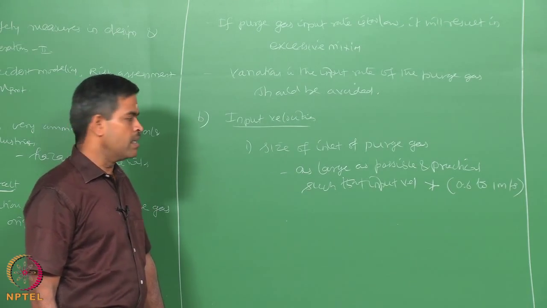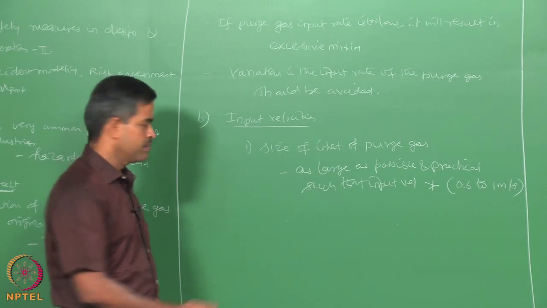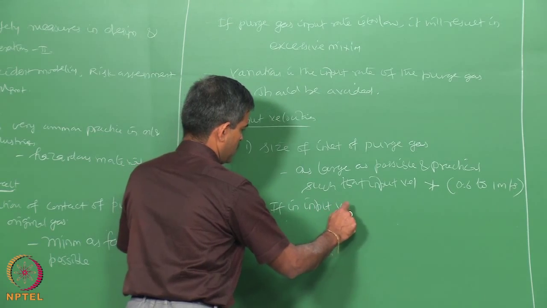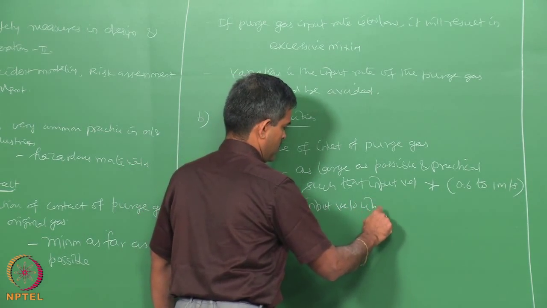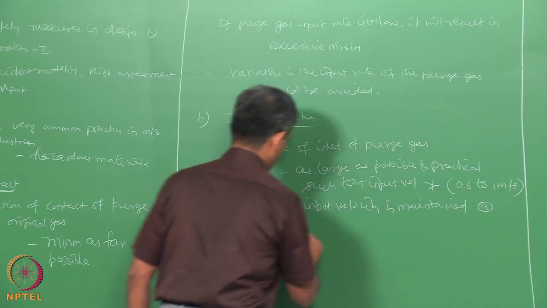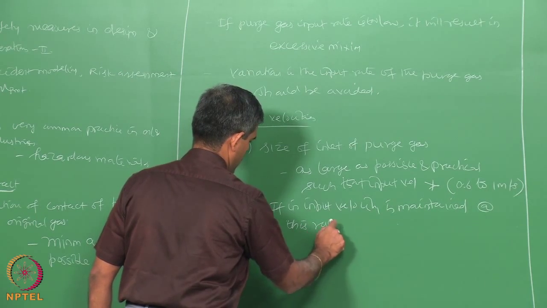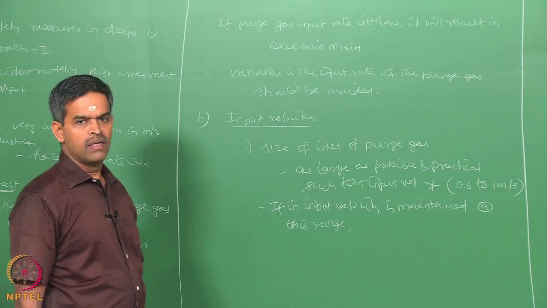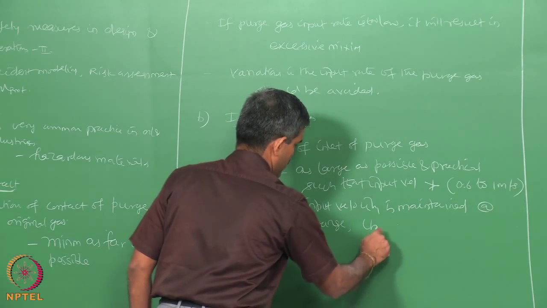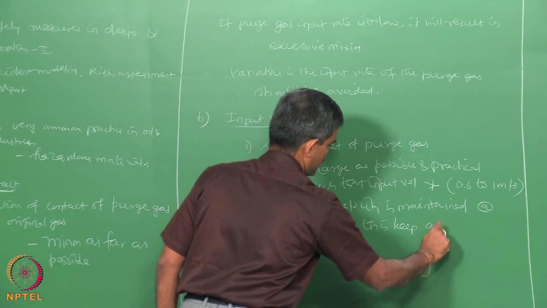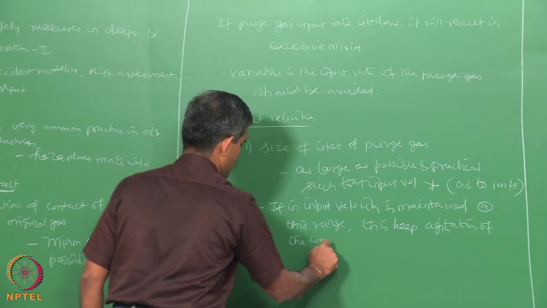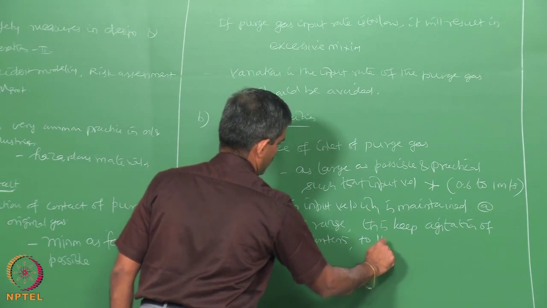So, what is the advantage of maintaining the input velocity in this specific range? If the input velocity is maintained in this range, then this keeps the agitation or stirring of the chamber contents to the minimum.